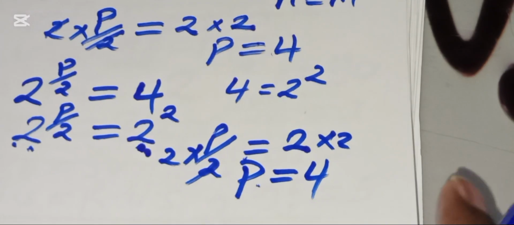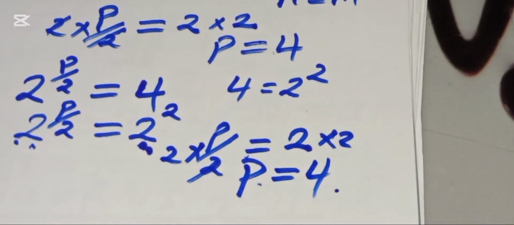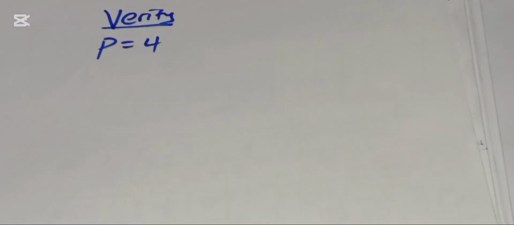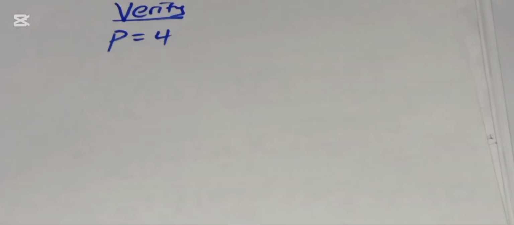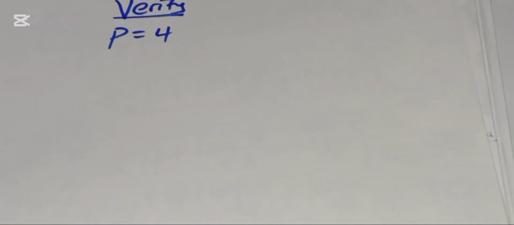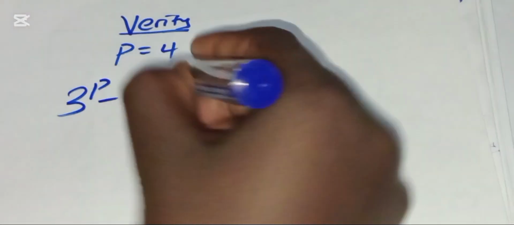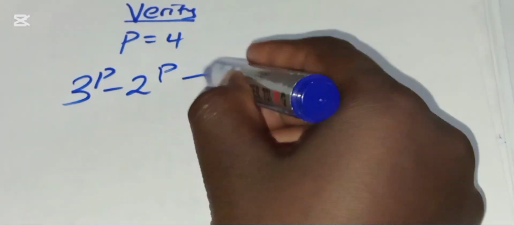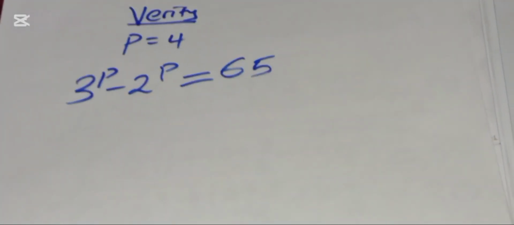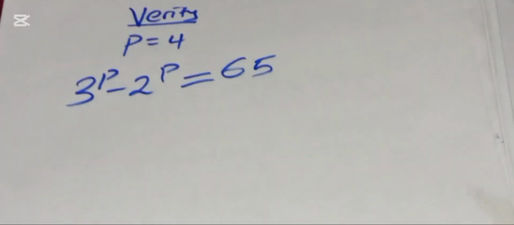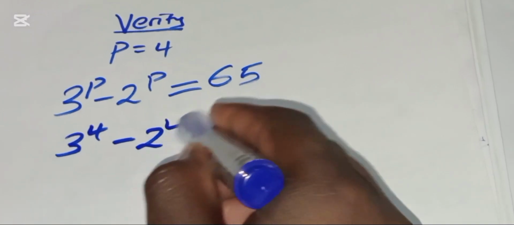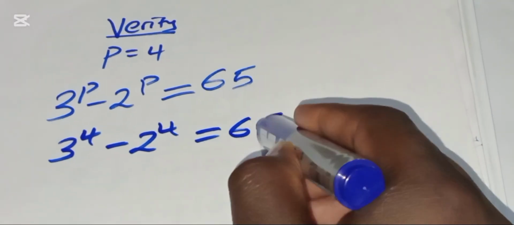Now, given the value of p is equal to 4, let's verify that this value of p satisfies the equation. If you recall, we had that 3 raised to power p subtract 2 raised to power p is supposed to give us a value of 65. From what we have, p is equal to 4, so this is the same thing as 3 raised to power 4 subtract 2 raised to power 4. This should give us a value of 65.